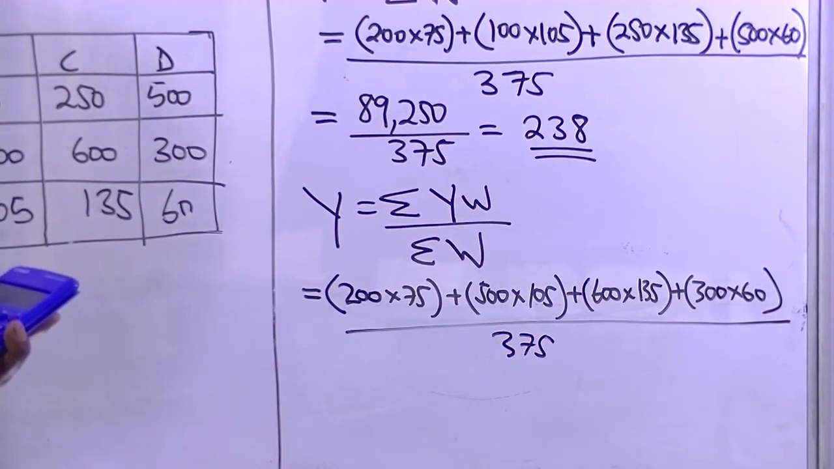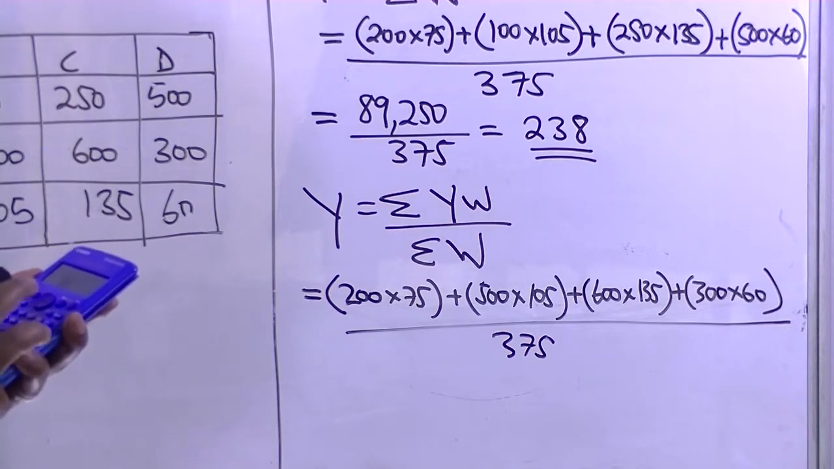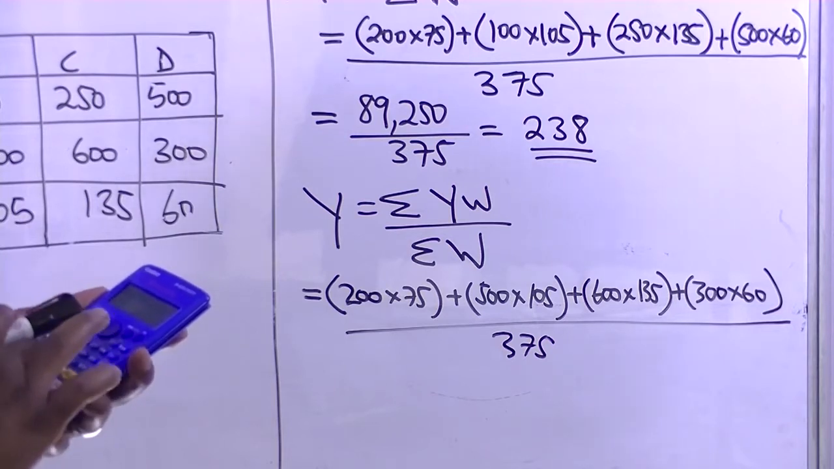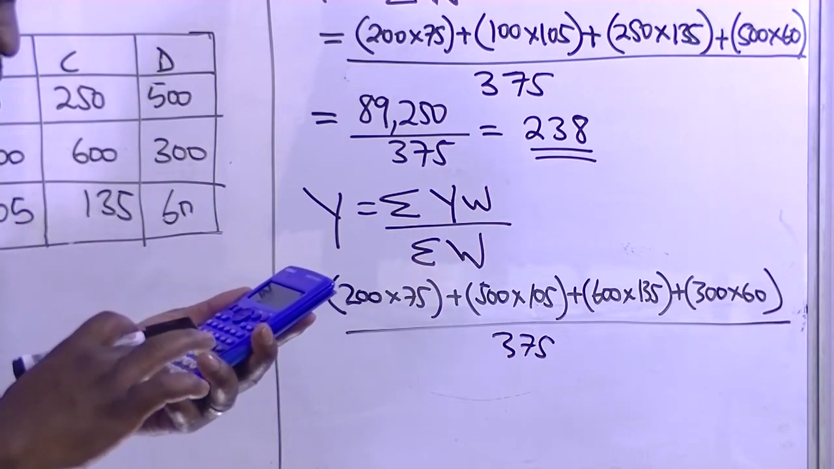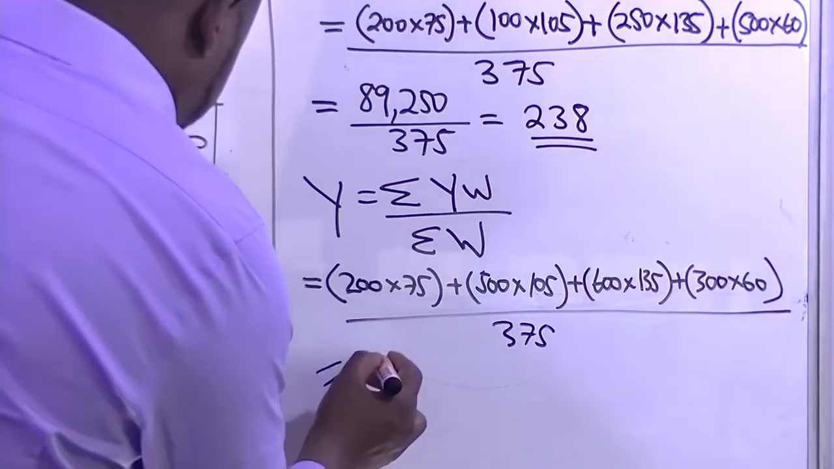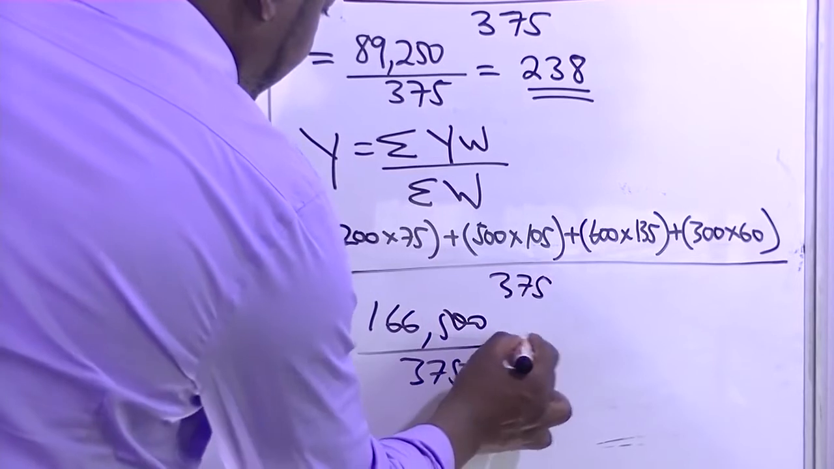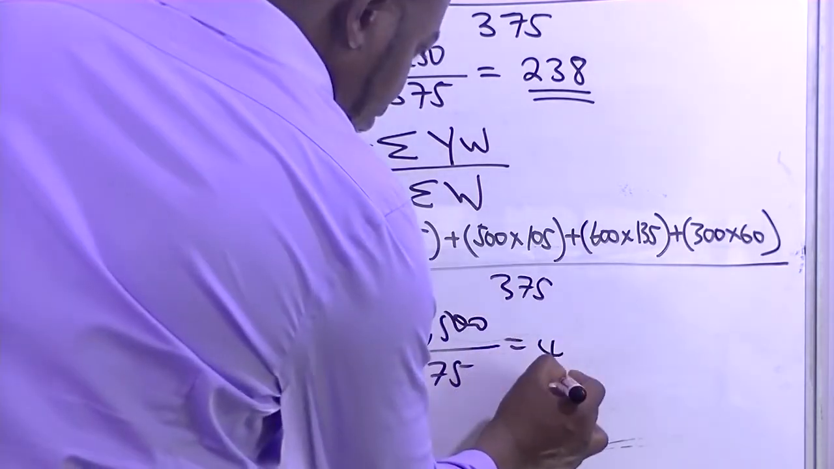Open brackets, 200 multiply by 75 plus 500 multiply by 105 plus 600 multiply by 135 plus 300 multiplied by 60. Okay, I have that. Divide by 375. Thank you. I have my Y.